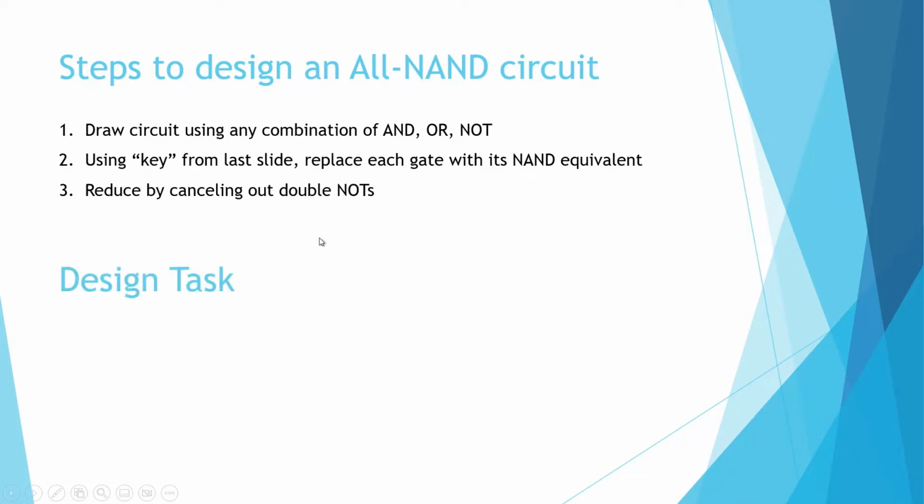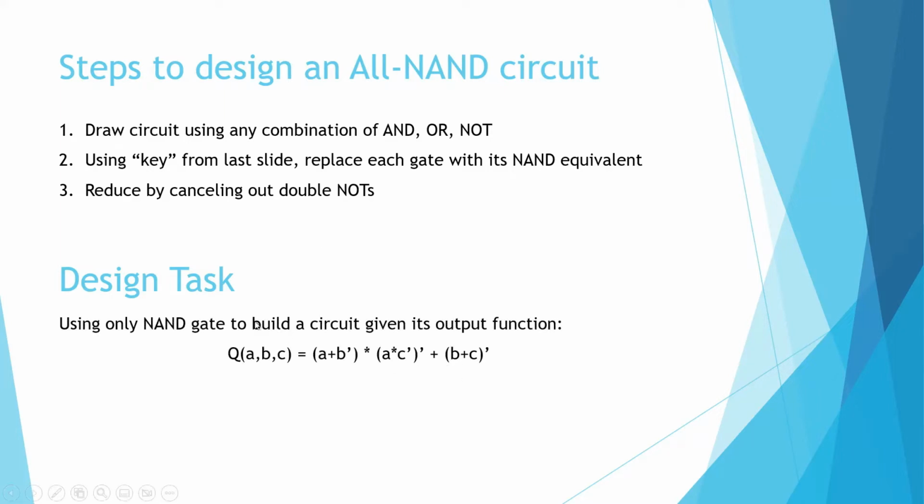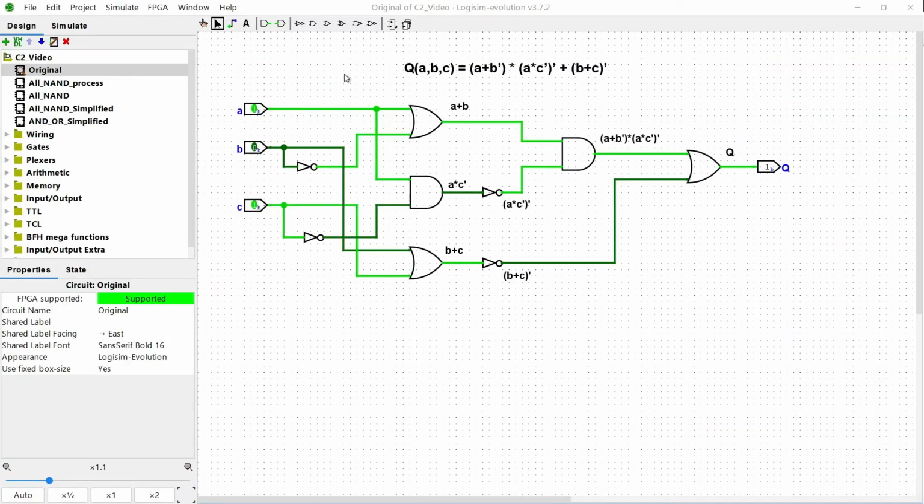So let's talk about our design task today one more time. We have to use all NAND gates to build a circuit given its output function, like the one shown below here. Okay, so let's move on to the LogiSim evaluation. The first step in making an all NAND gate circuit is to design a circuit using only AND, OR, and NOT gates. This is a completed circuit for the function Q right here.